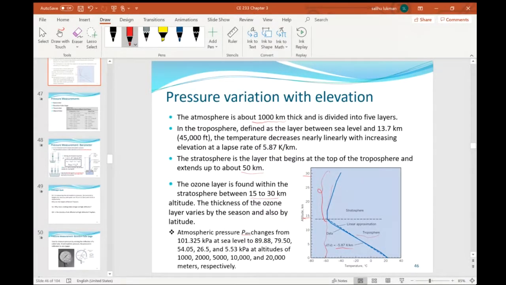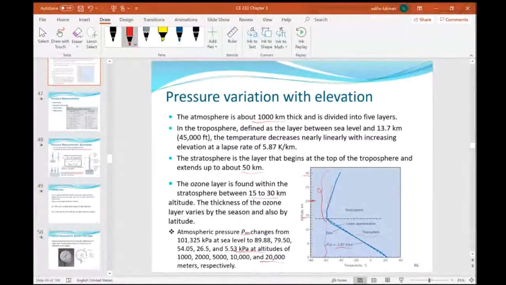Atmospheric pressure changes from 101 at sea level to 89, 79, 54, and 5.3 at altitudes of 1,000, 2,000, 5,000, 10,000, and 20,000 meters respectively. Meaning at 20 kilometers above sea level, what is the pressure? 5.3. So at this point, the atmospheric pressure is just 5.3, very small.